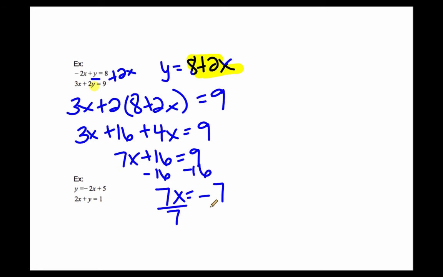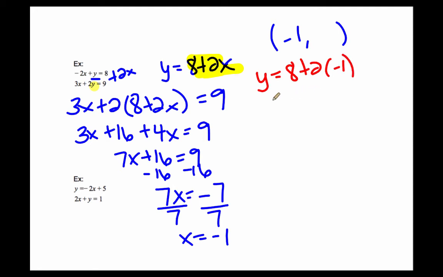Divide by 7. x equals negative 1. 9 minus 16, yeah, okay. So x is negative 1, so my solution is going to be negative 1 comma something. Now I need to plug in the negative 1 for x in this equation, because I already have my y by itself. So y equals 8 plus 2 times negative 1. So y equals 8 minus 2, because 2 times negative 1 is negative 2, so y equals 6. Your answer is negative 1 comma 6.